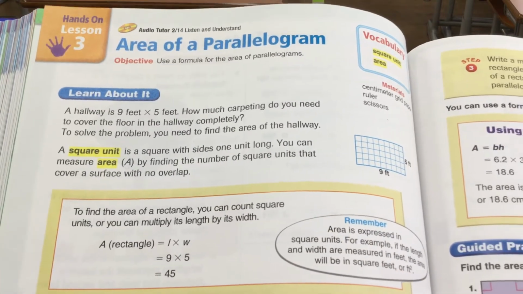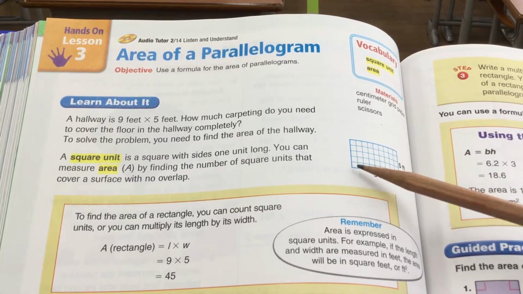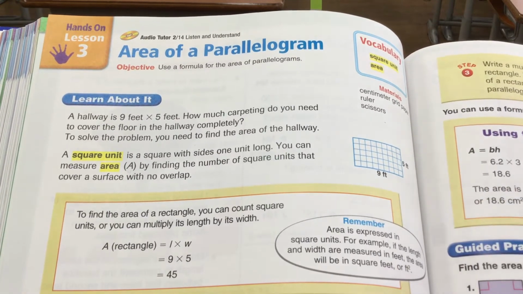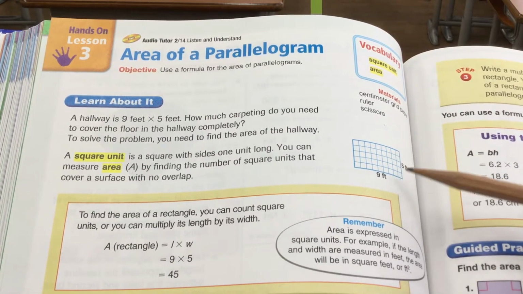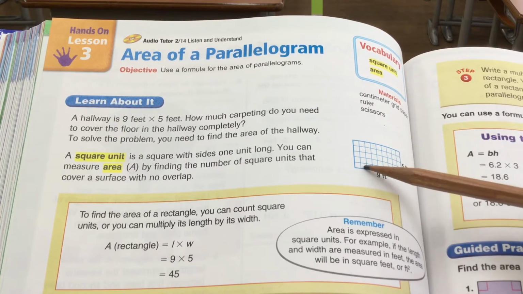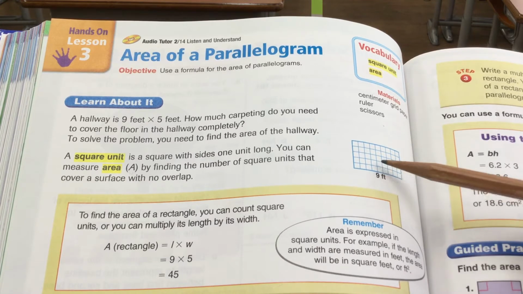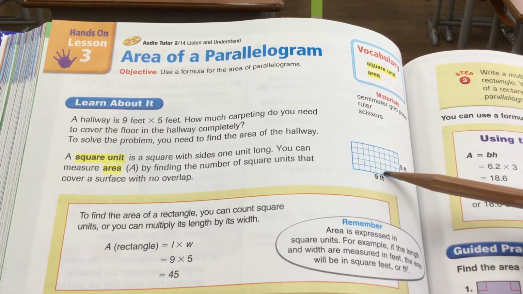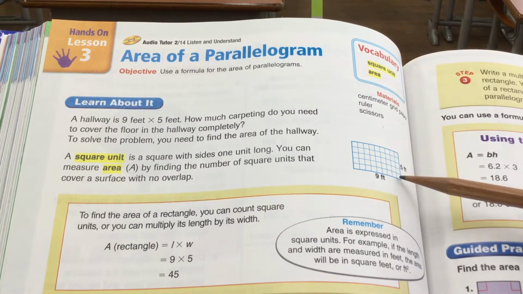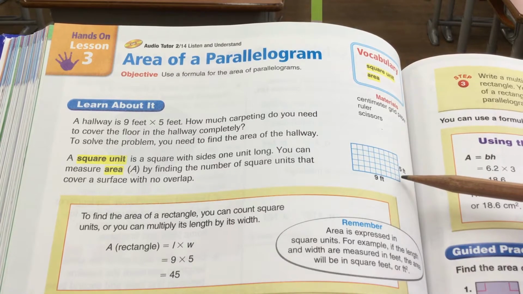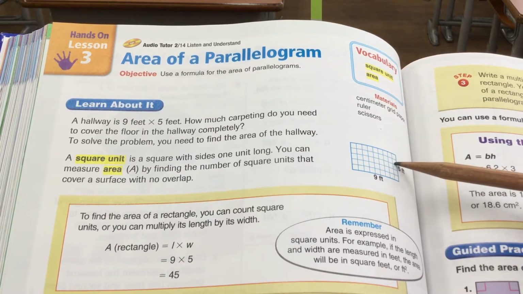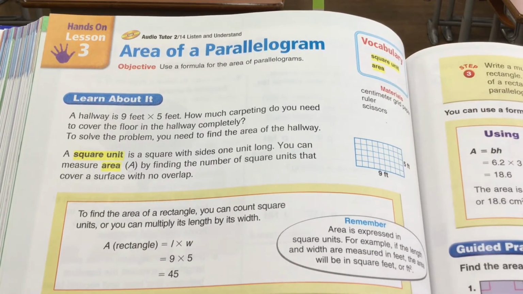Okay, if you look at this shape over here, each square gives us a square unit. So looking at this rectangle, we have 9 feet by 5 feet. So you can even count the squares. 1 unit square, 2 unit squares, and so on up to 9 unit squares. Okay? 9 feet. Then 1, 2, 3, 4, 5 unit squares, 5 feet.